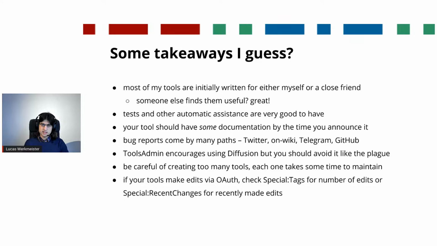What else did I write down here? Tests and other automatic assistants are very good to have. So I started out with writing no kind of automated tests or code style or anything with a tool, and as a result the code wasn't very pretty, and changing it I would sometimes accidentally break all sorts of things. And so eventually I started writing automated tests, so I can make a code change and then run all these tests automatically, and it will tell me if everything is still working or if I broke something.